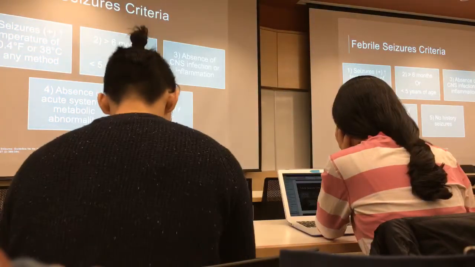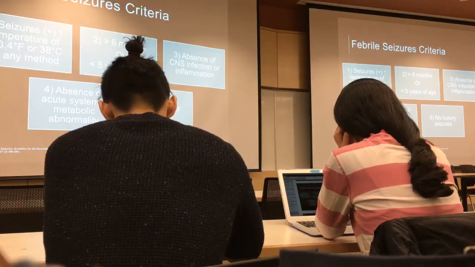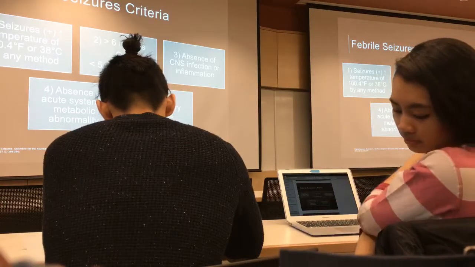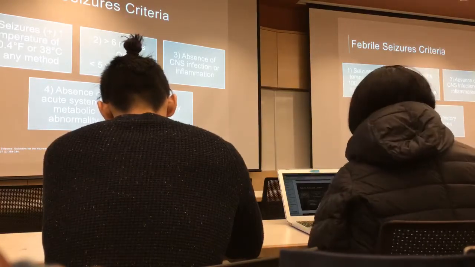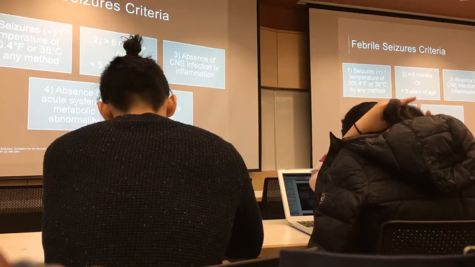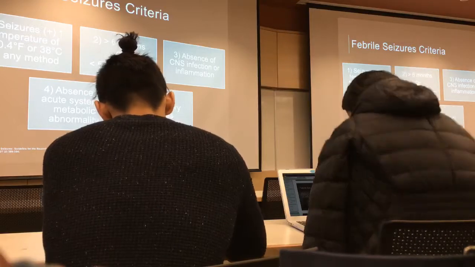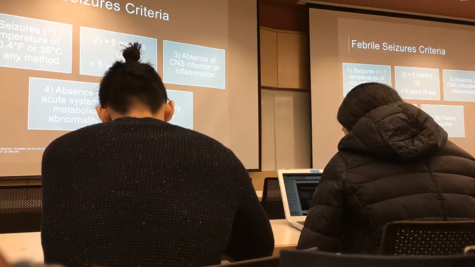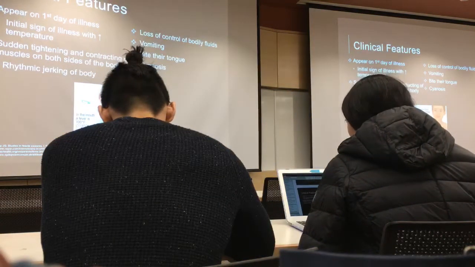So what is febrile seizure criteria? First, febrile, what does that mean? Have a fever. So a child's going to have a temperature of 104 Fahrenheit or 38 degrees Celsius, but they'll also be seizing at the same time. The child should also be greater than 6 months of age or less than 5 years. They will also have an absence of central nervous system infections or any type of inflammation. They will also not have any type of acute systemic disorders, and they won't have a history of seizures as well. So what are some clinical features that you'll see in these types of children?